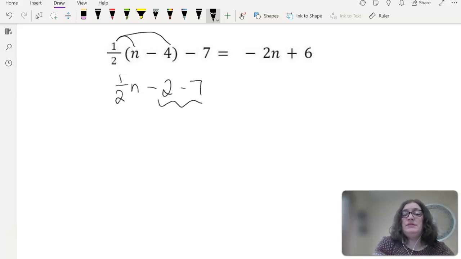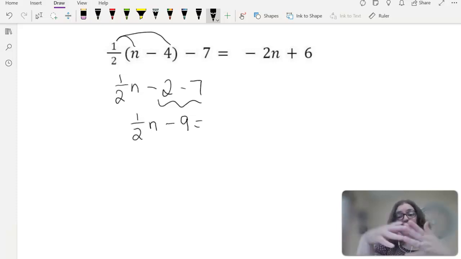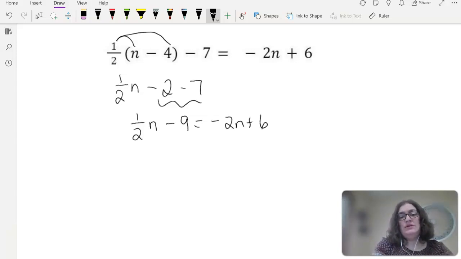There's still some simplifying that I can do. So 1/2 n, and negative 2 minus 7 would become minus 9. Over on the right side, there's really nothing to simplify. I can't put together n's with numbers, and so I'm just going to write it as it is, negative 2n plus 6. All right, I'm ready to move on to step 2, which says get all of our variables together.